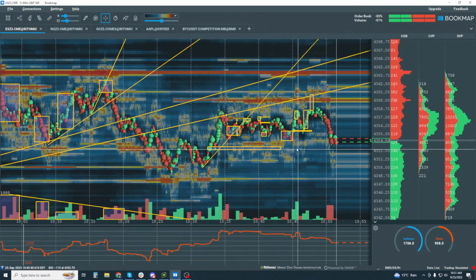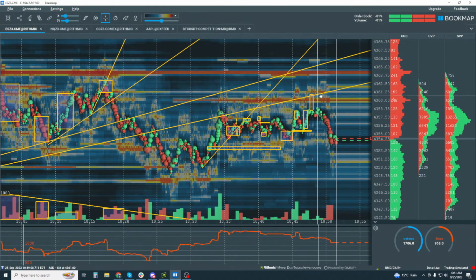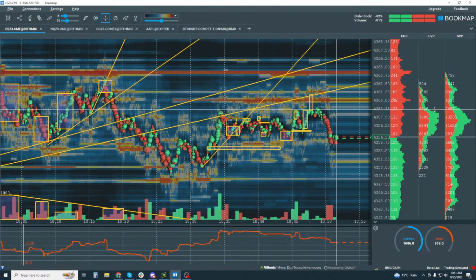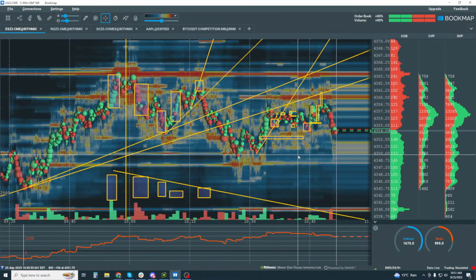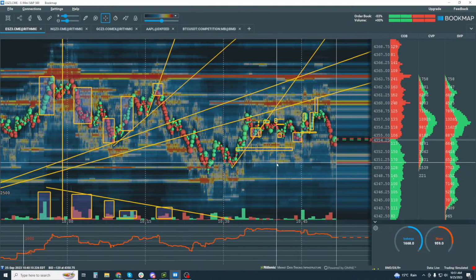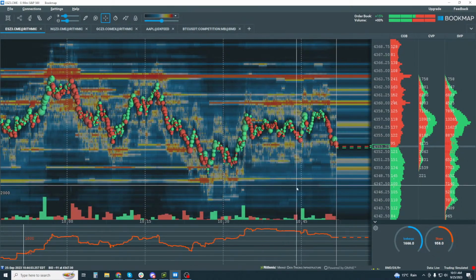All right. Anyway, that's unfortunate. It was nicely set up here for that continuation move, and it can't rip away from this area in here. All right, let's just clear this. We're kind of getting a mess here.